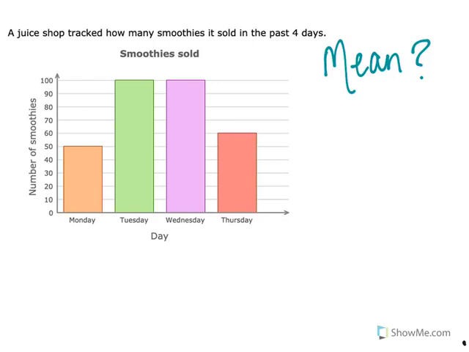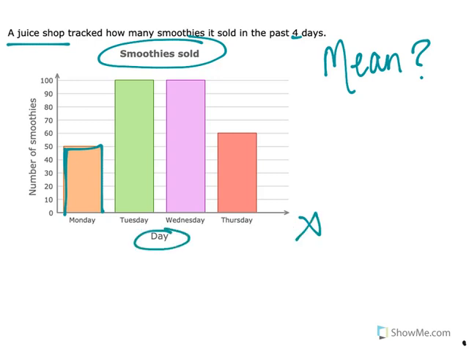So if I look at this bar graph, I know it's a bar graph because there are rectangles used to identify the value of each category. It says a juice shop tracked how many smoothies it sold in the past 4 days. I see the title of the graph is smoothies sold. On the x-axis we are talking about the day of the week, and along the y-axis we are talking about the number of smoothies sold.